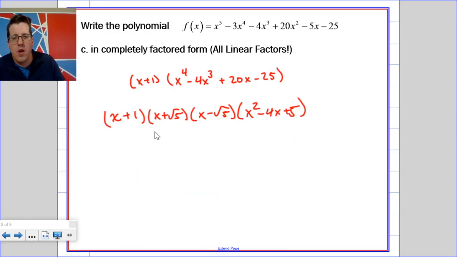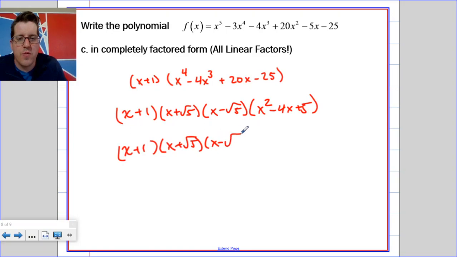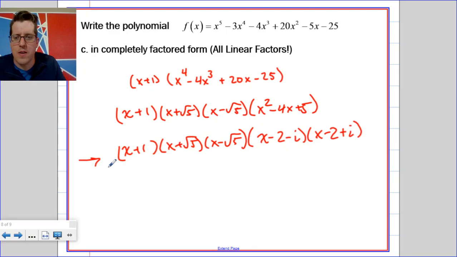So then from here, all you have to do is figure out how to factor this. Well, that's pretty easy. I mean, it's x plus 1 times x plus root 5 times x minus root 5 times x minus 2 minus i times x minus 2 plus i. Hey, that's it. We've got it. It's in completely factored form.